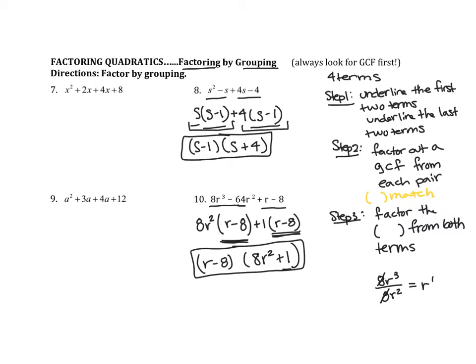If you wanted to double check your answer, you could create a box and you could write, for example, r minus 8 across the top. You could write your 8r squared plus 1 down the side, and then you'll find when you do your math, you get the original 8r cubed minus 64r squared plus r minus 8 back. Try number 7 and number 9 and check your answers in the locker, and please bring your questions to our Zoom.